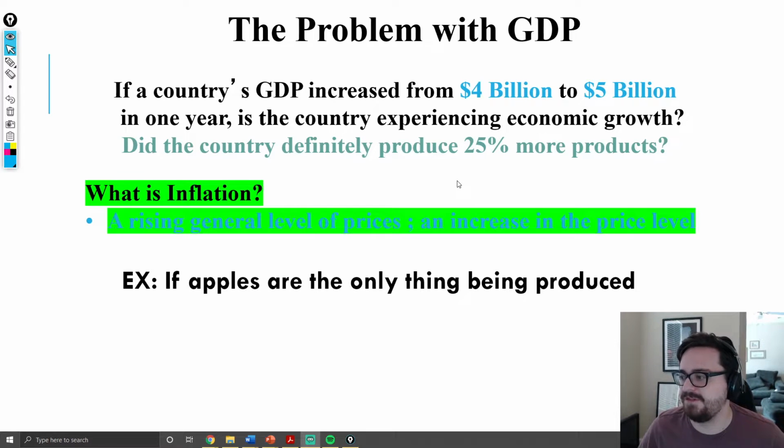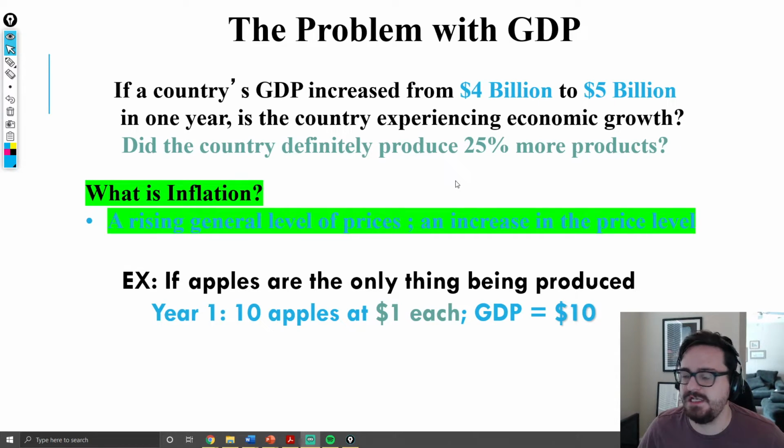So, real simple math example. If this country only produces apples, and year 1 they produce 10 apples and sell them for $1 a piece, that's the only thing they make in that country, then their GDP is just $10.